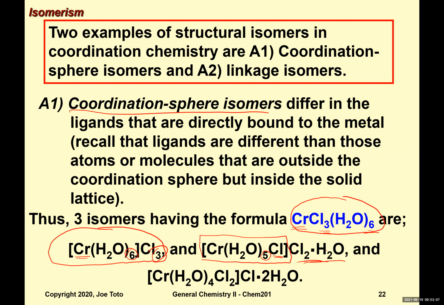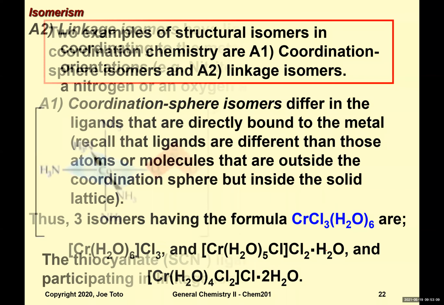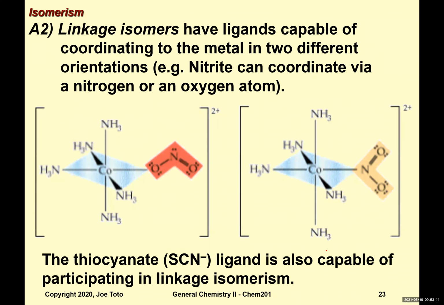I think that's probably the easiest one to see. The next one is pretty easy too, the linkage isomer. Now to see linkage isomerization, you really have to have a ligand that has 2 possible linkages. And here the ligand that has two possible linkages in this example is NO2.